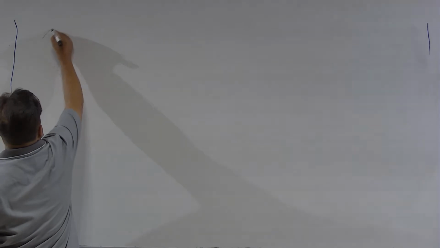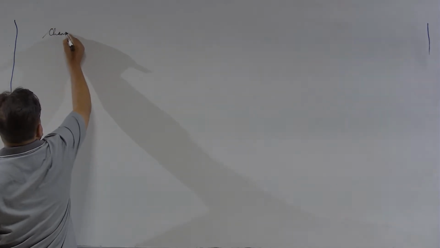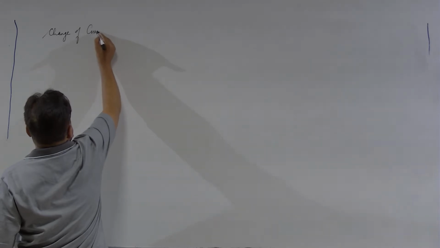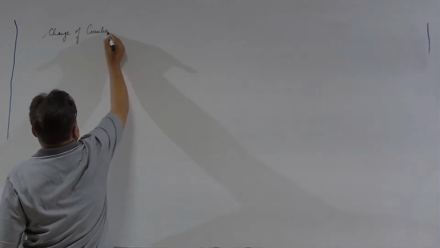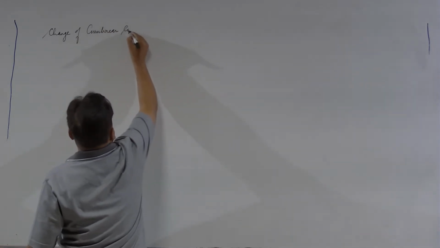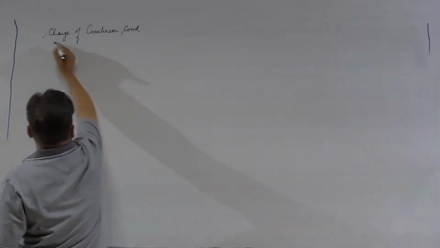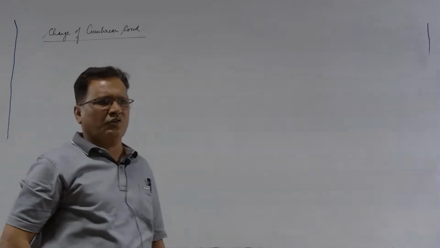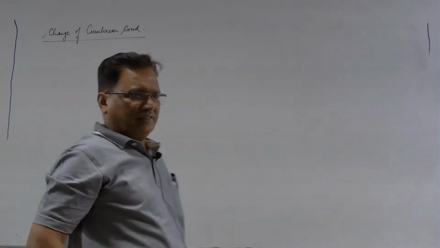So, the next topic is the change of curvilinear coordinates. These parameters u1, u2 of the surface are also called curvilinear coordinates.